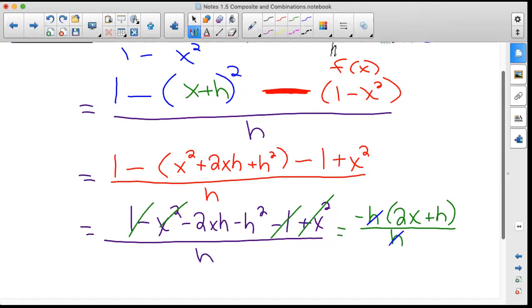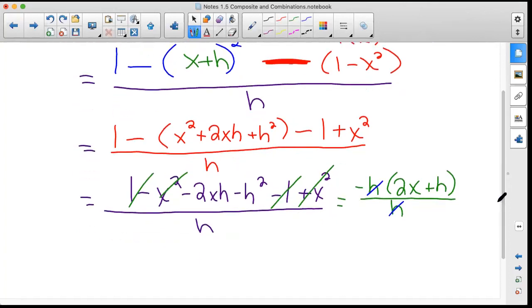And again, that's the piece that happens with all of these different quotients. So my final answer is just 2x plus h. And then I factored out that negative to keep it a positive quantity.